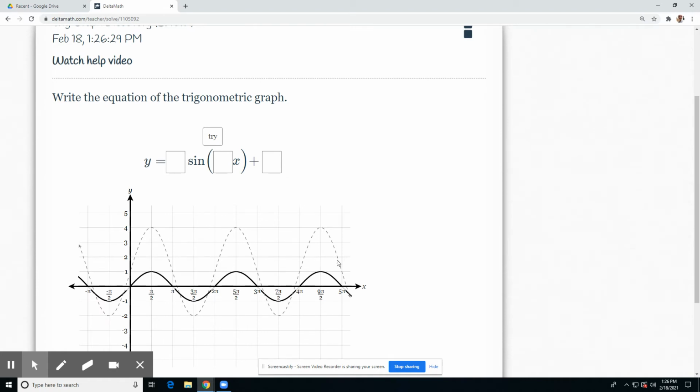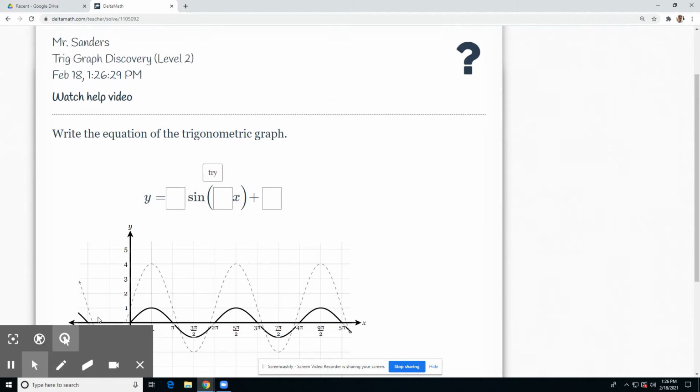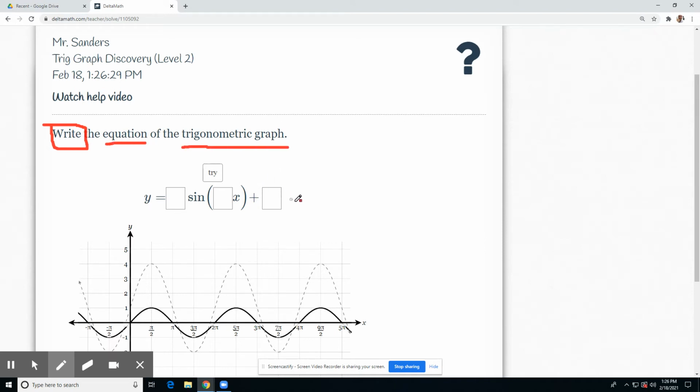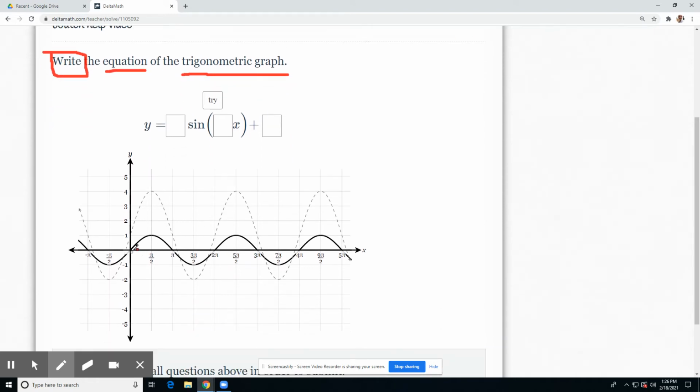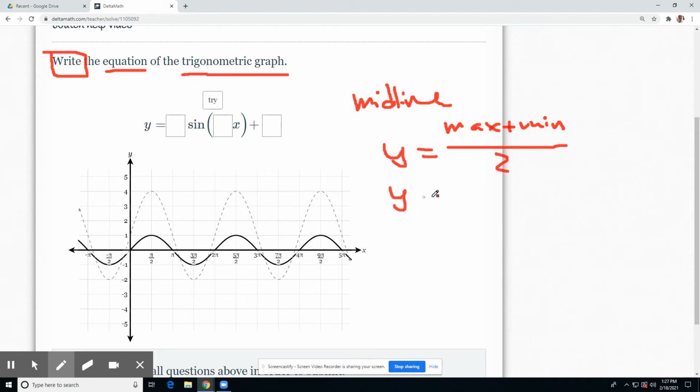All right, so this is the same as we've been doing already. I don't think we've done a double one yet, so let's go ahead and do this double one. Write the equation of the trigonometric graph. So it's a sine function, and first we need our midline. The midline is max plus min divided by 2, and this is a y equals equation.